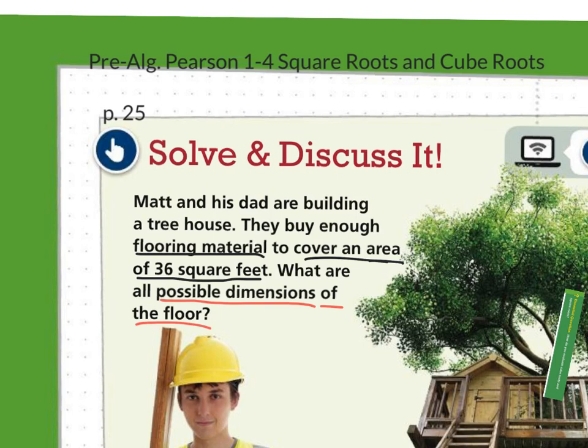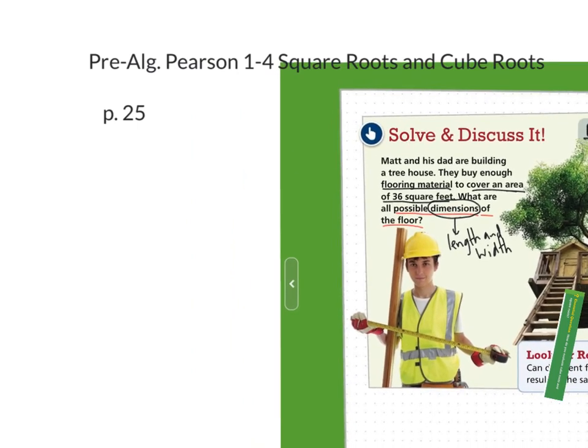So first of all, when we talk about dimensions, we need to know what that means. So dimensions, that would be the length and the width. So the length and the width of the floor is what we're looking for here. It says it covers an area of 36 square feet. We're trying to find the length and the width. So let's think about what this floor could look like that would give us that area.